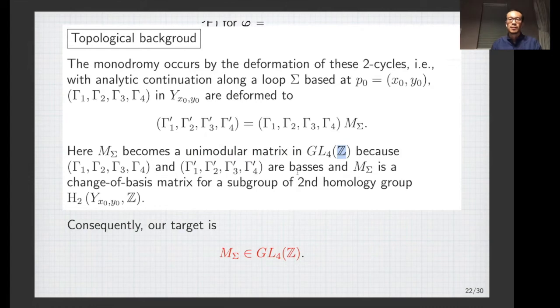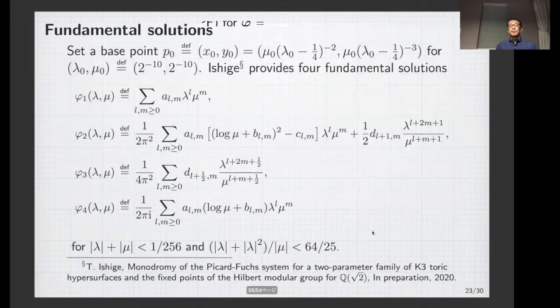This homology group is an integer module, so our target is M sigma. This is a monodromy matrix, an integer matrix. This is the topological background, so if we rigorously enclose the monodromy matrix by using interval arithmetic, we would like to show there exists only one integer in the interval. This is the main target of this differential equation. Anyway, the fundamental solutions are much more complicated.